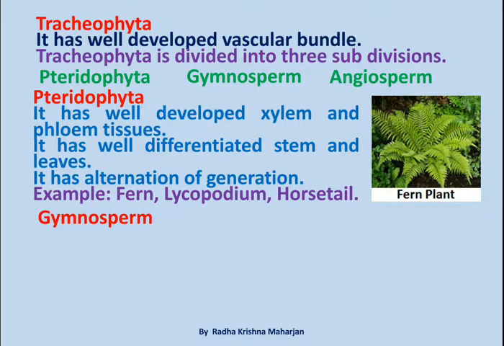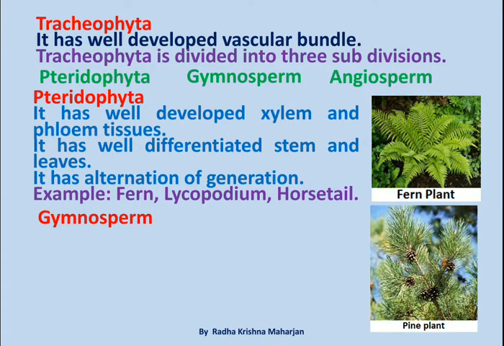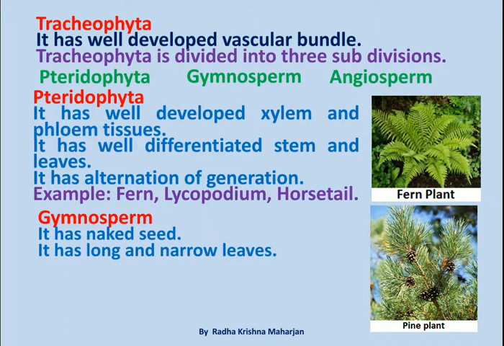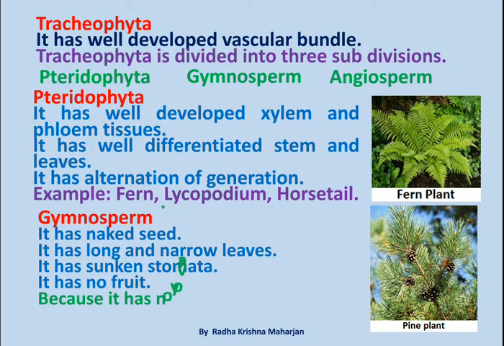Gymnosperm. It has naked seed. It has long and narrow leaves. It has sunken stomata. It has no fruit because it has no ovary. Example: Cycas, pinus.